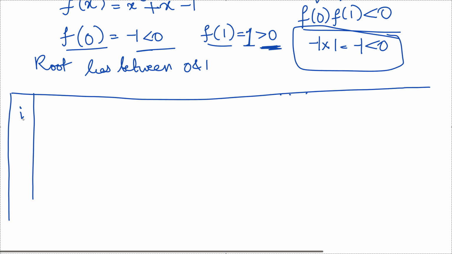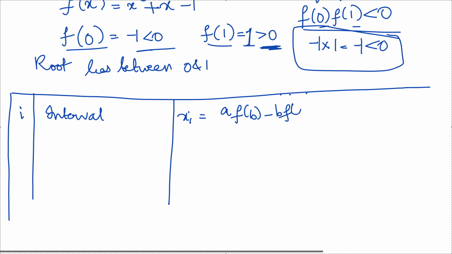In the table, our first column would be i, which is iterations, and next would be the interval. We got the interval as 0 and 1, correct? The root lies between 0 and 1. Our next column would be xi. In the bisection method, what was our xi? Yes, in the bisection method, xi is a plus b by 2. In the regula-falsi method, our xi would be a into f of b minus b into f of a by f of b minus f of a.